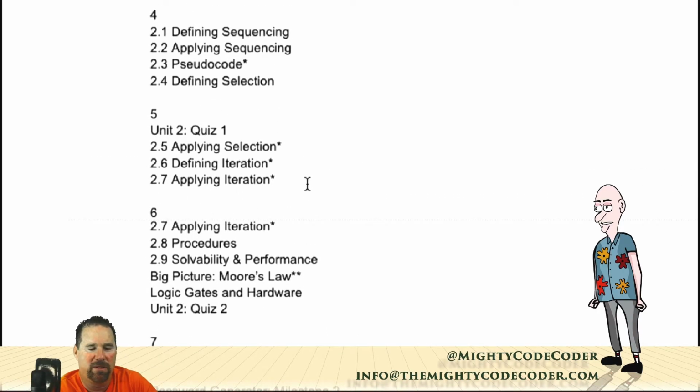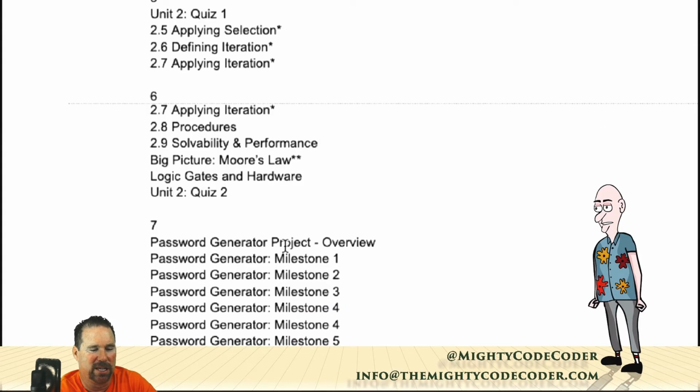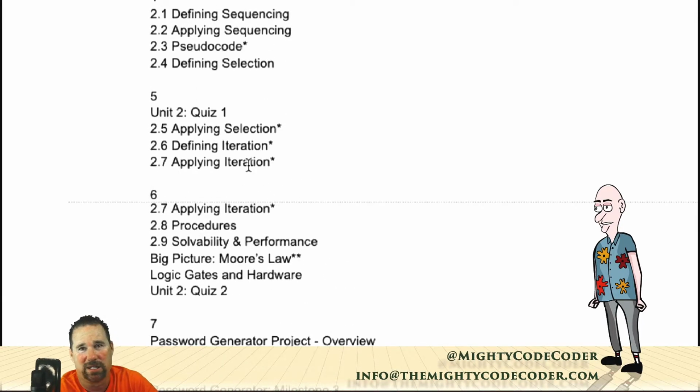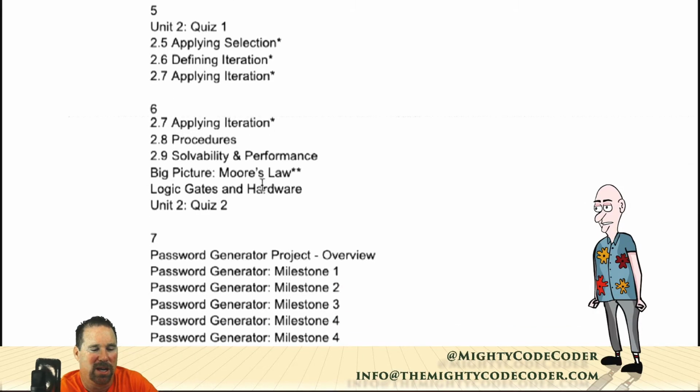Yeah, how come I feel everyone else is in week 6 and you guys are backed up to week 5? I'll have to look at that. All right, you can see week 6 coming. It's implying iteration, procedures, Moore's law, logic gates. I think you guys are in week 5. At least that's what I had. Actually, in my notes, I had you guys down for week 6. So you guys are at 2.7 applying iteration, 2.8 procedures, and 2.9 solvability. And if anyone has questions on that or can help me with that one, let me know.